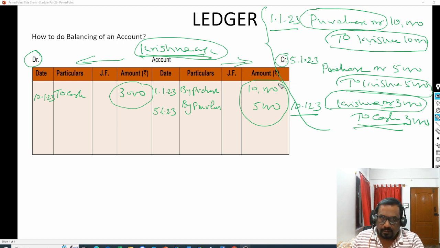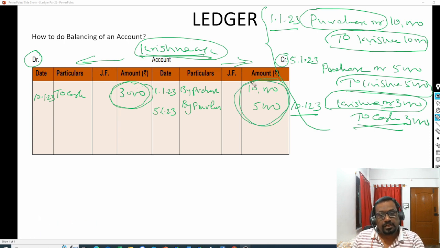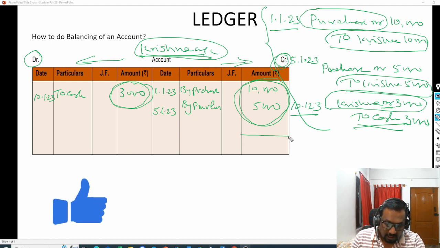Are you clear? Which side do we have a bigger amount? Debit side we have 3,000, credit side we have 15,000. So which side has the bigger amount? Credit side. So first you need to total that side. How much will it come? 15,000 is the total.